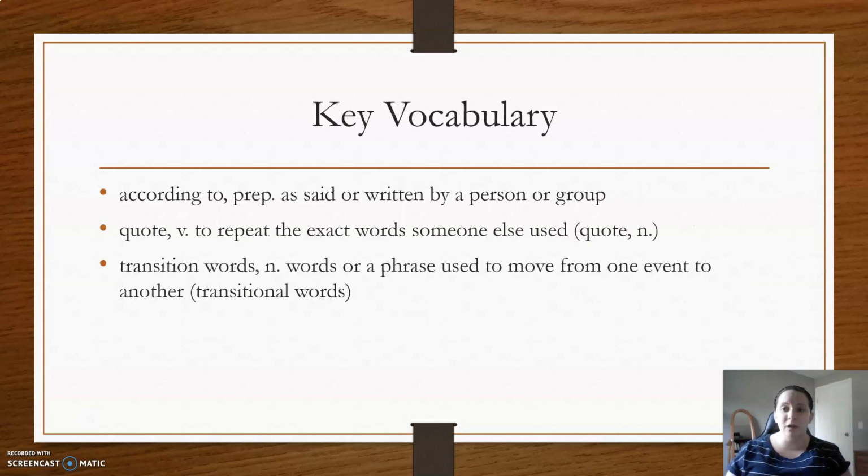Some key vocabulary. According to means as said or written by a person or group. A quote is to repeat the exact words someone else used. And transition words are words or a phrase used to move from one event to another.